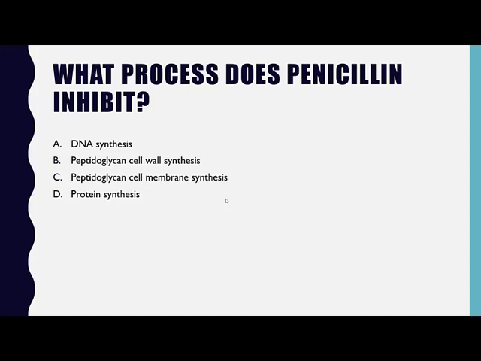What process does penicillin inhibit? DNA synthesis, peptidoglycan cell wall synthesis, peptidoglycan cell membrane synthesis, protein synthesis. Penicillin, gram-positive, stain purple because they've got peptidoglycan. Yeah, but is that in the cell wall or cell membrane? Which one? B, cell wall. Okay, so penicillin inhibits peptidoglycan cell wall synthesis by attaching to the PBP. The target is the PBP enzyme.